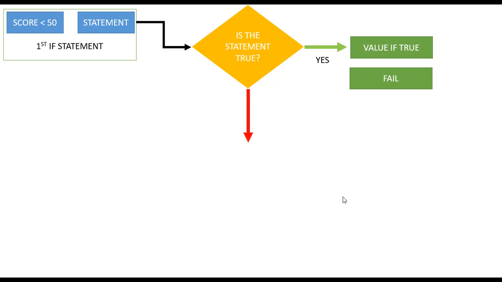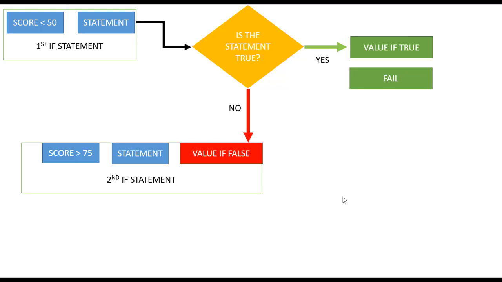If this particular condition is not fulfilled, that is, if the value is not less than 50, then the value will be false and that value will not be displayed. Instead, the second argument will be put in, wherein you will check again if the score is less than 75. And that will go into the second logical condition or the second if statement, where the score will be again checked against a value of 75.